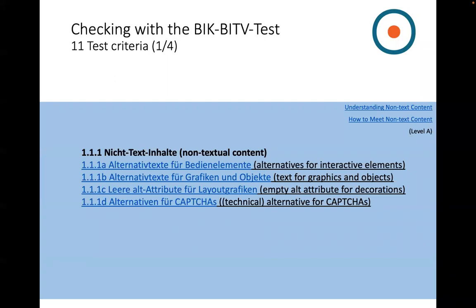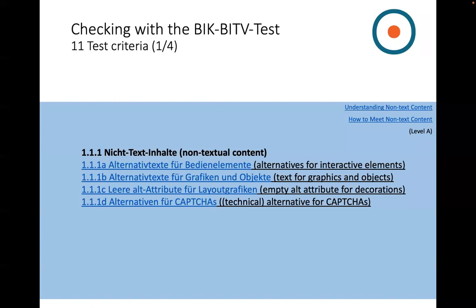Then you have, of course, standard graphics or objects, which means images that are not interactive, that are just graphics, but they have information, and this information has to be told to people who cannot see the image. Then you might have decorative elements. I told you already, then please use the alt attribute in HTML and leave it empty. So this will make most screen readers not read it. You can enforce this with ARIA, but I will talk about this a little bit later.